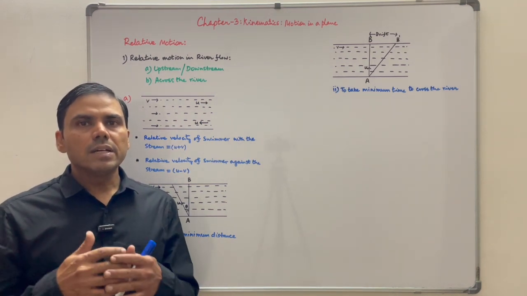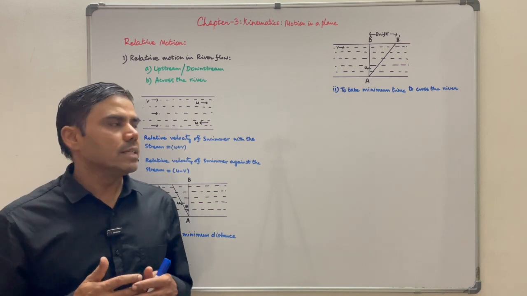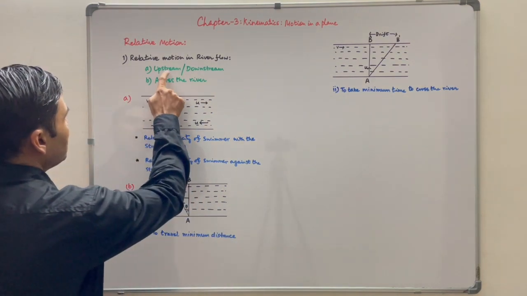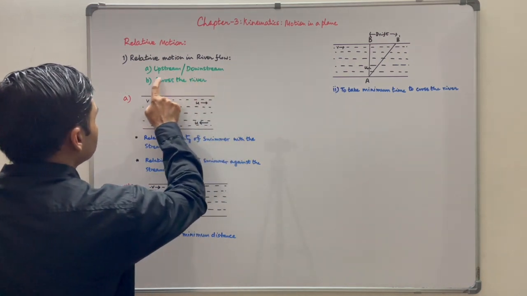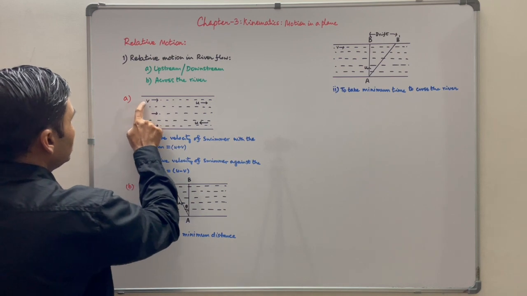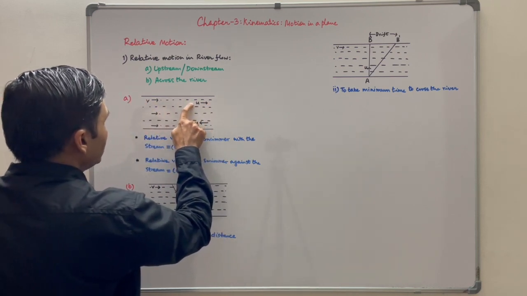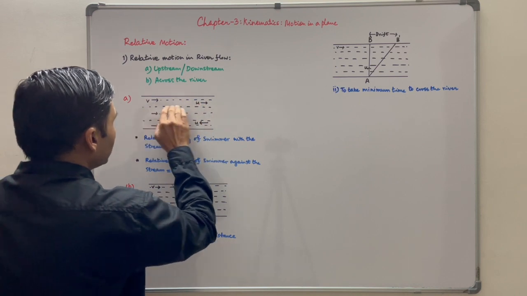First scenario is relative motion in river flow. We will consider two cases in it. First case, upstream downstream motion, and second case, across the river motion. First case, suppose river is flowing with velocity v and a swimmer is swimming with velocity u along the flow.